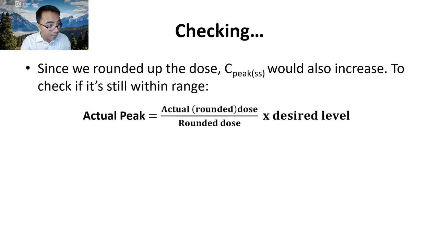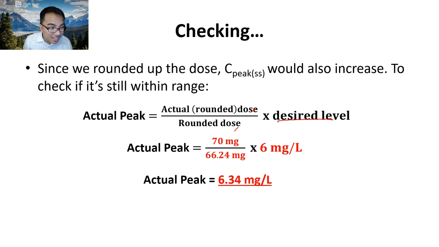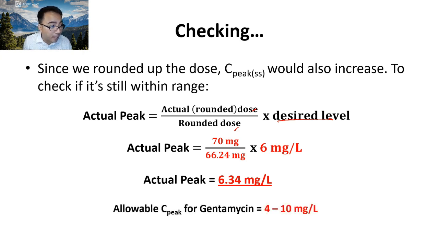So, remember this formula pag ginagamit natin pang check. Okay, since binago natin yung dose, 66 dapat ang dose, pero ginawa natin 70, so nagtaas tayo ng dose. So, therefore, class, yung actual dose over the rounded dose. Okay, so that will be 70 divided by 66.24 times 6 mg per liter, yung desired level natin. Kaya lalabas sa 6.34, which is technically pasok pa rin naman sa 4 to 10.